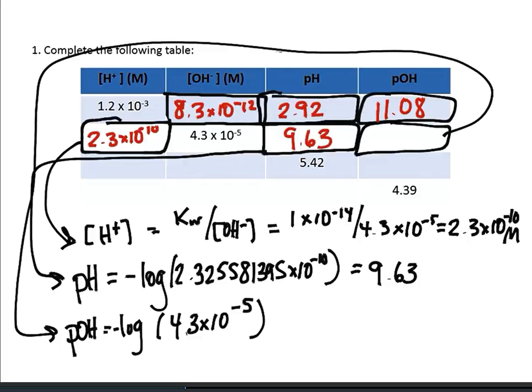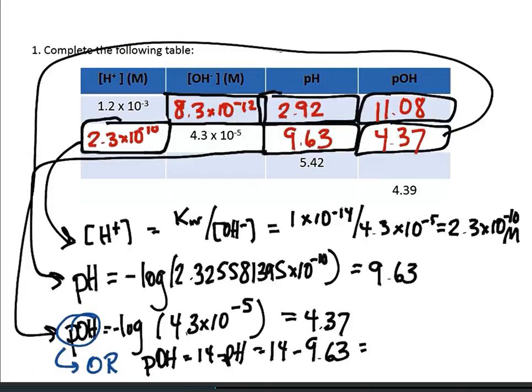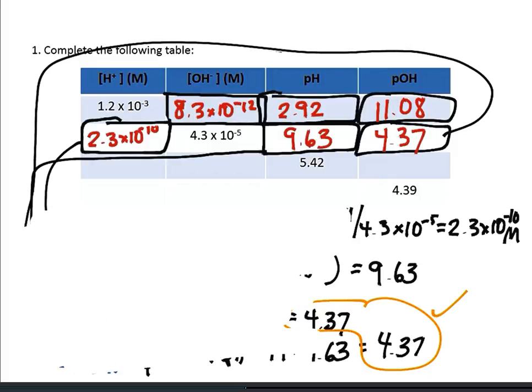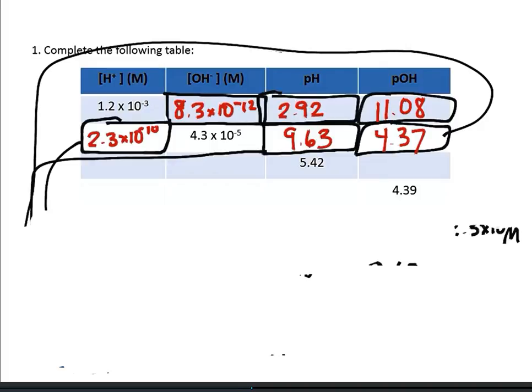And then pOH, we can solve one of two ways. It's either the negative log of the hydroxide ion concentration, 4.37, or it is 14 minus 9.63. There's always sort of two ways to do the last one. That should still give you 4.37. It shouldn't matter. But you can always use that as a check. Yep, got the same answer. That's good. I feel good. Now we're going to erase that and do row 3.